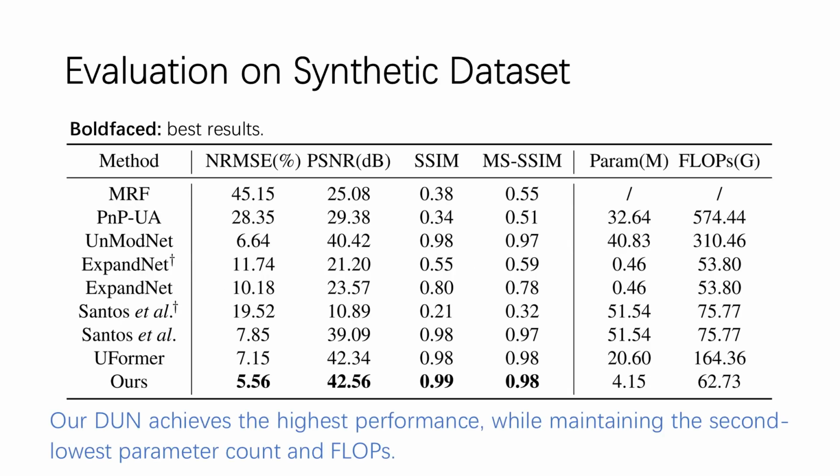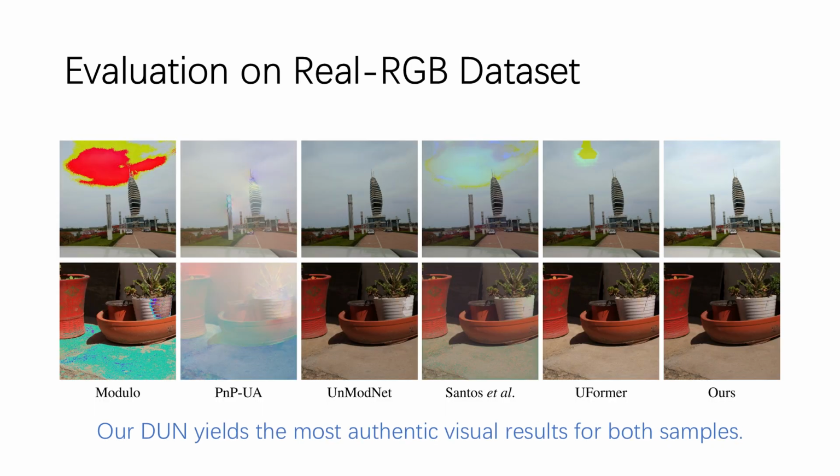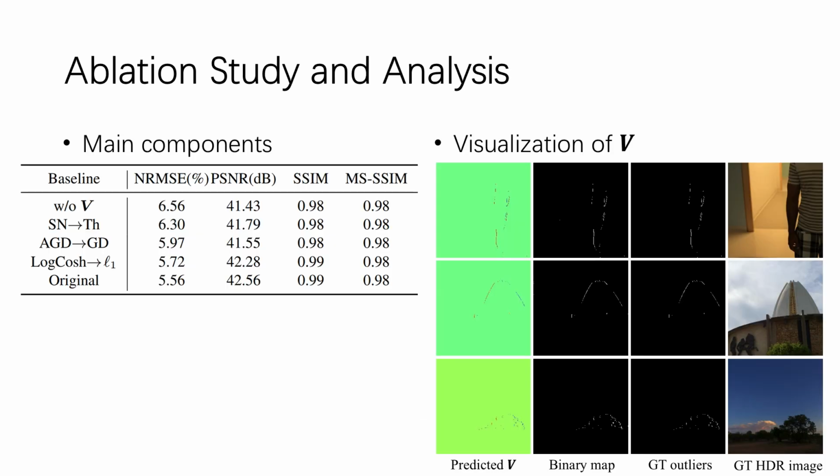Here are the performance and complexity results on the synthetic dataset. Our DUN achieves the highest performance with a lightweight design. Here we present the visual comparison on two modulo samples of the synthetic dataset, where our DUN provides the best visual quality. We also evaluated on the real RGB dataset. Our DUN yields the most authentic visual results for both samples. We performed an ablation study as shown below. The left confirms the substantial contributions of our method's main components, while the right shows that the outliers are well identified by our spiking neuron-based awareness mechanism.